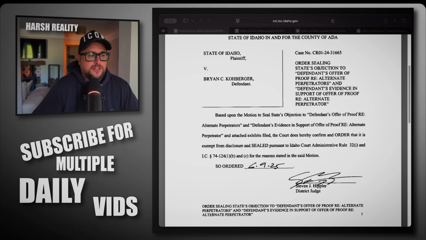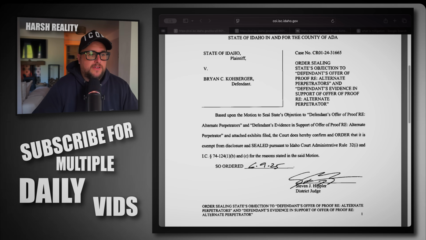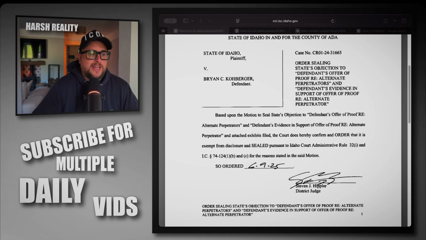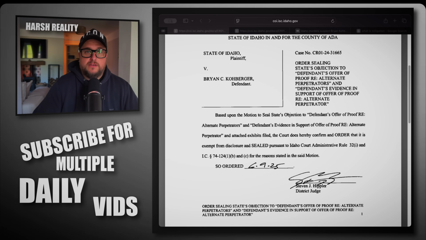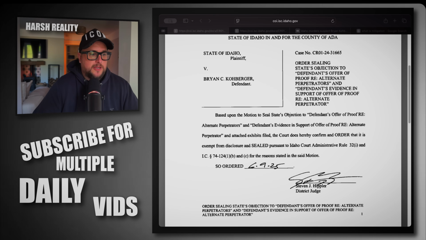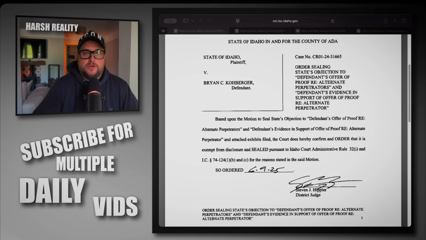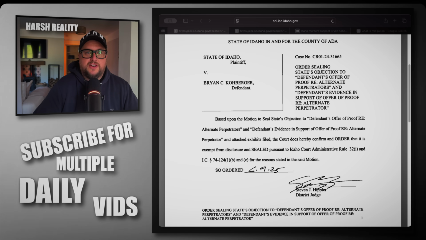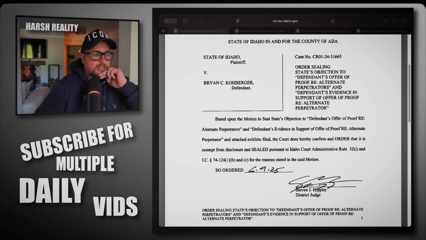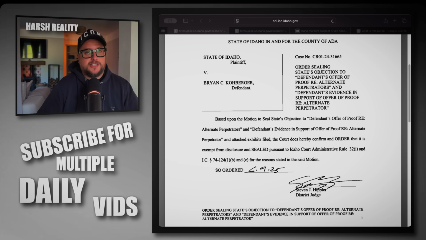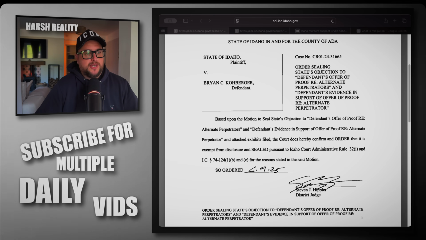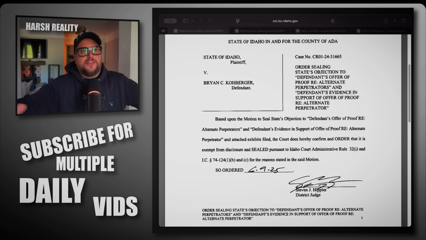State's objection to defendant's offer of proof of alternative perpetrators and defendant's evidence in support of offer of proof. Reference the alternate perpetrator. What does that tell you? Not interested. You might have proof that someone else did this. Who cares? We say you did it, and that's exactly what we're gonna go for. That's it. Nothing else matters.